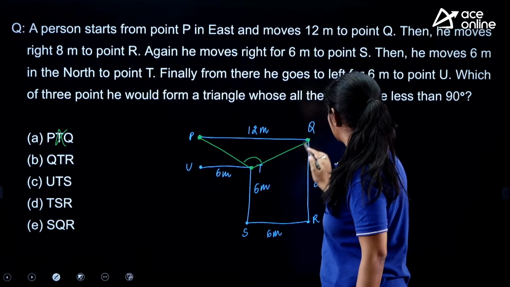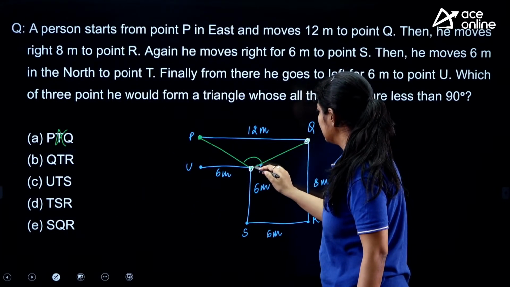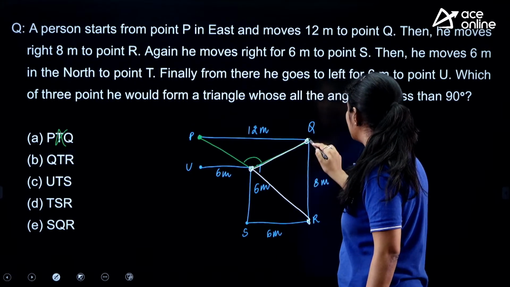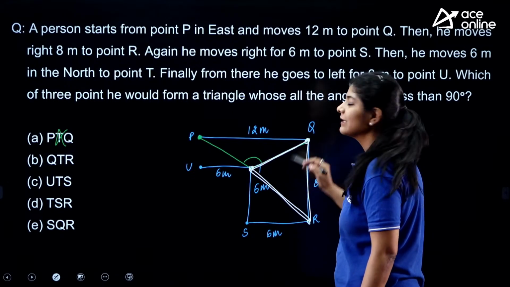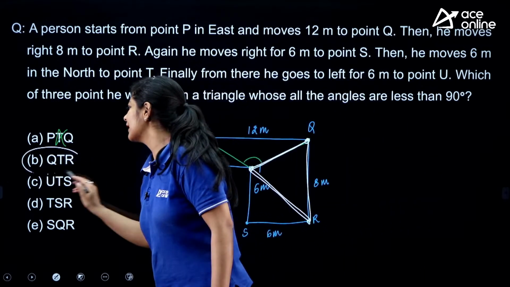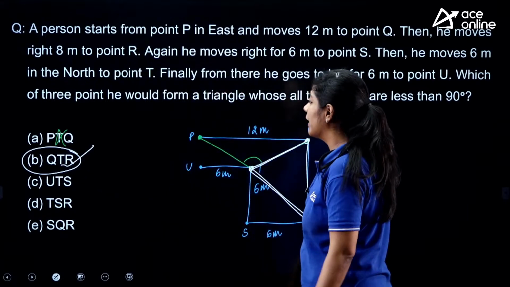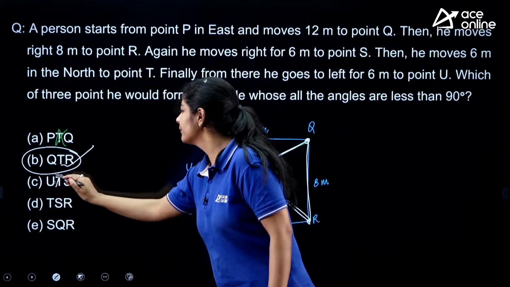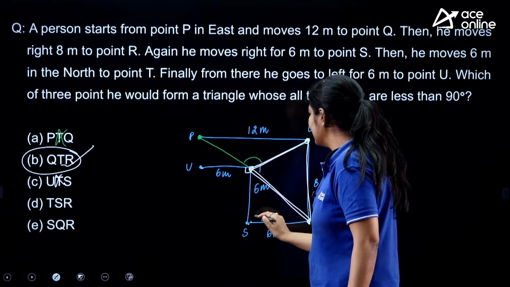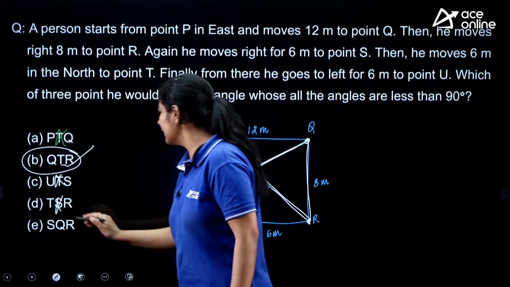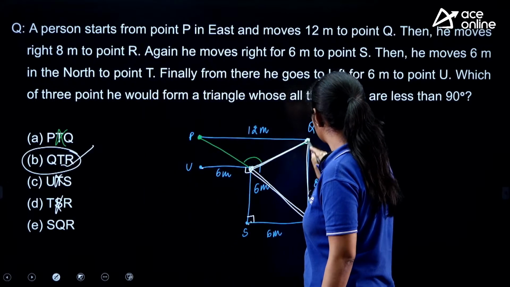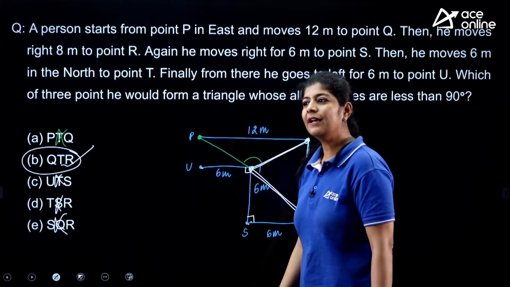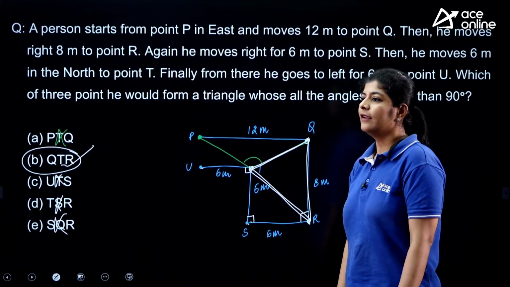QTR, Q, T, and where is R? If I join these three, you can easily see that all the angles are less than 90 degrees. So this is my correct answer. If you check the rest, UTS, here we are having 90 degrees, eliminated. TSR, again 90 degrees, eliminated. SQR, again 90 degrees, eliminated. So option number B is the correct one.